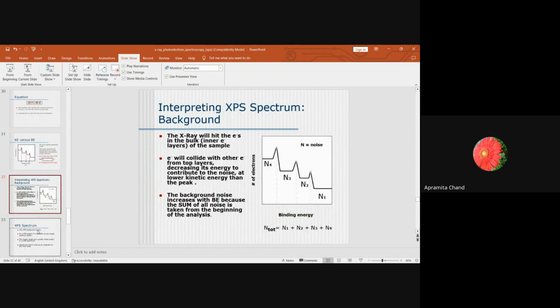Now, how will we interpret the XPS spectrum? For this, the first thing that we have to see is the background noise. We have to know that the X-ray first hits the electrons in the bulk, that is the inner electrons. Whenever these electrons collide with other electrons, they decrease in energy and contribute to the noise. So they will have lower kinetic energy than the peaks. And if they have lower kinetic energy than the peaks, then the background noise is also increasing with the binding energy, because the sum of all noise is taken from the beginning of the analysis.